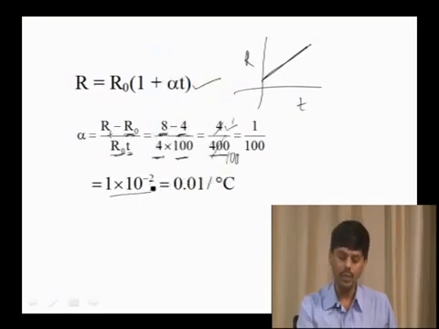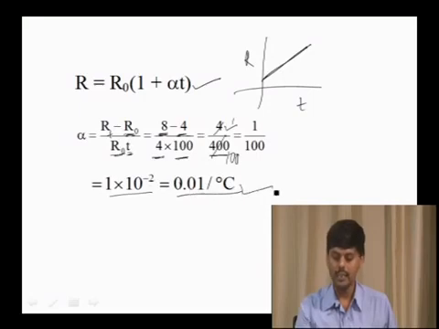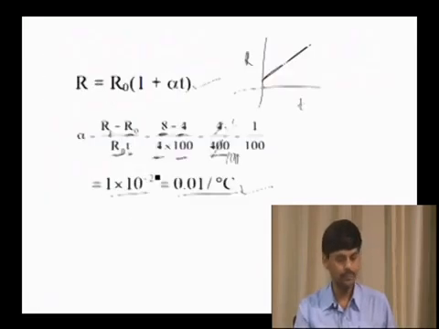If you substitute and shift the powers, we get 0.01 per degree Celsius. The correct option is D. D is the correct option.